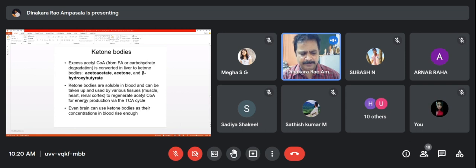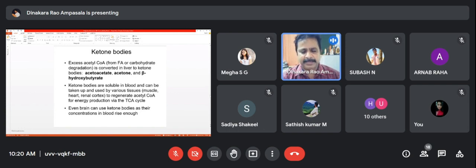Okay, so these ketone bodies, when they are present in large amounts, are soluble in blood and can be transported into various types of tissues, and again they are regenerated into acetyl-CoA molecules, and acetyl-CoA gives energy via the TCA cycle. So almost all organs will use these ketone bodies for energy generation via the Krebs cycle.